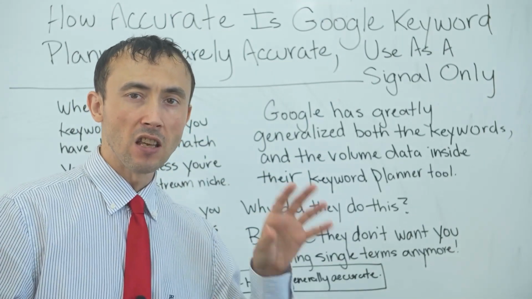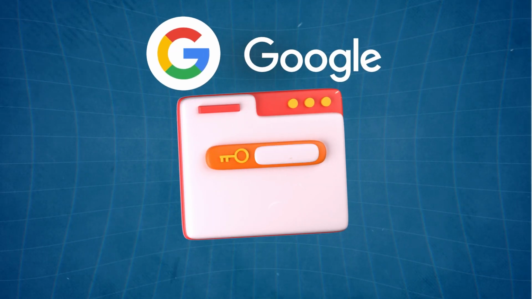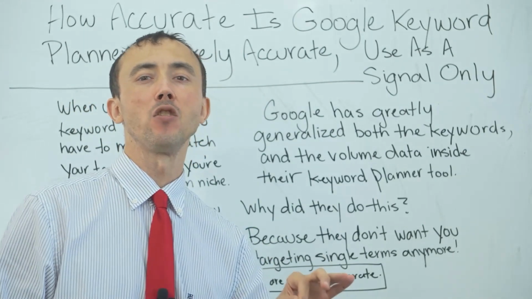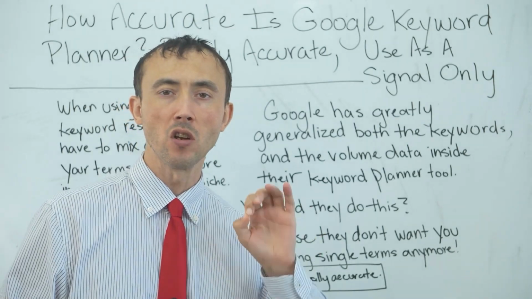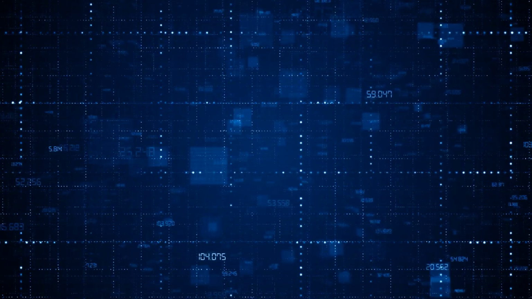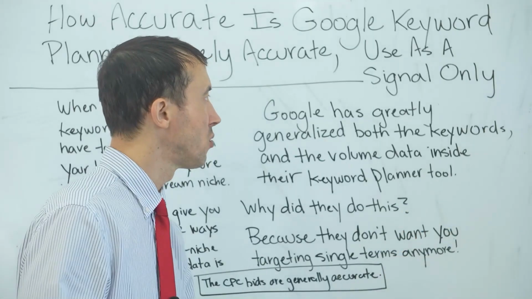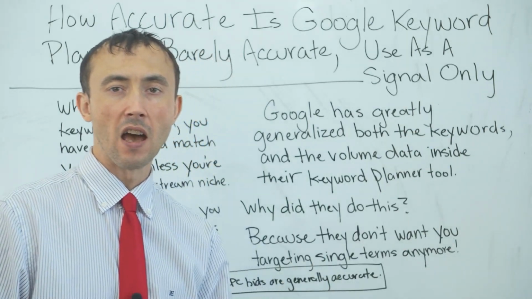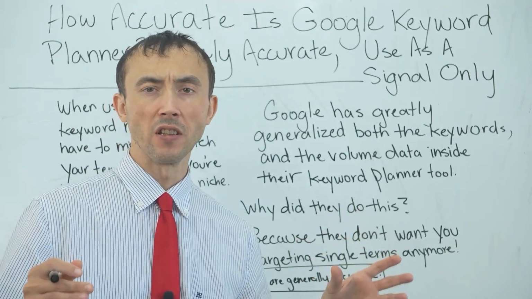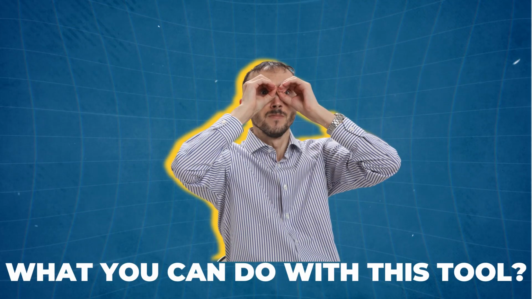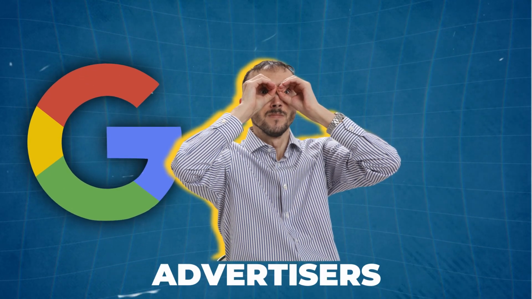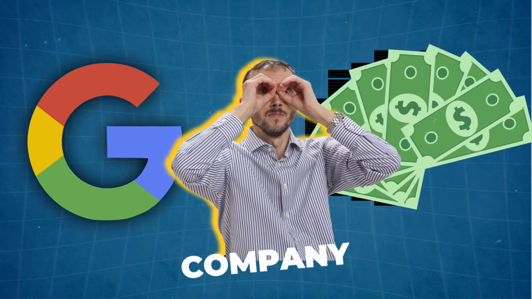The data that the Google Keyword Planner has is barely accurate, but there is some useful data there that you can use. I'm going to explain exactly which part of the data can be counted on, which can't, and which can be used just as a signal, which is the majority of it. More importantly, I will put in context what you can do with this tool Google provides us advertisers to actually make more money in your company, running Google ads for your business.